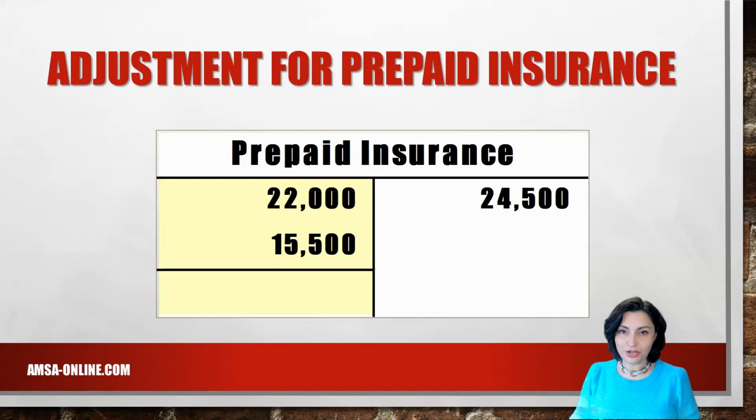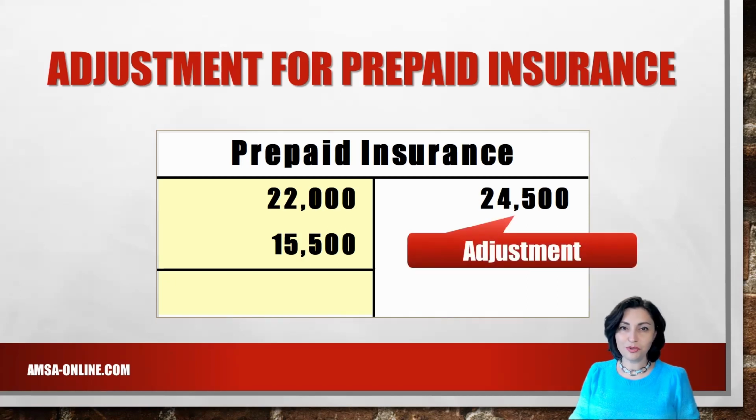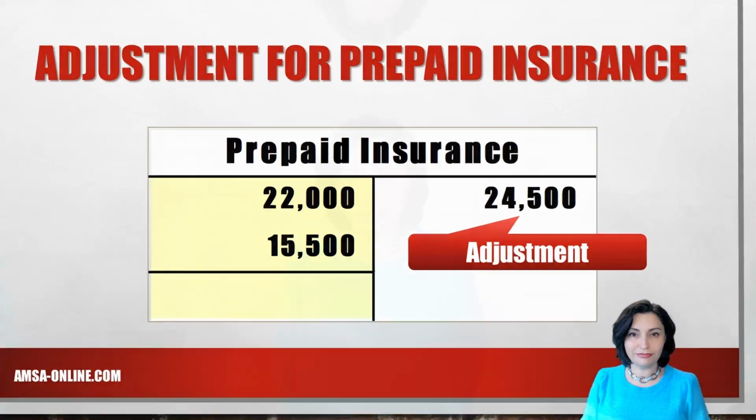In the first situation, we assume that the amount of expired insurance during the year is $24,500. We must determine the adjustment required at year end. The $24,500 that we are given for the amount of expired insurance for the period is our adjusting figure. There is no need to calculate the adjustment amount.